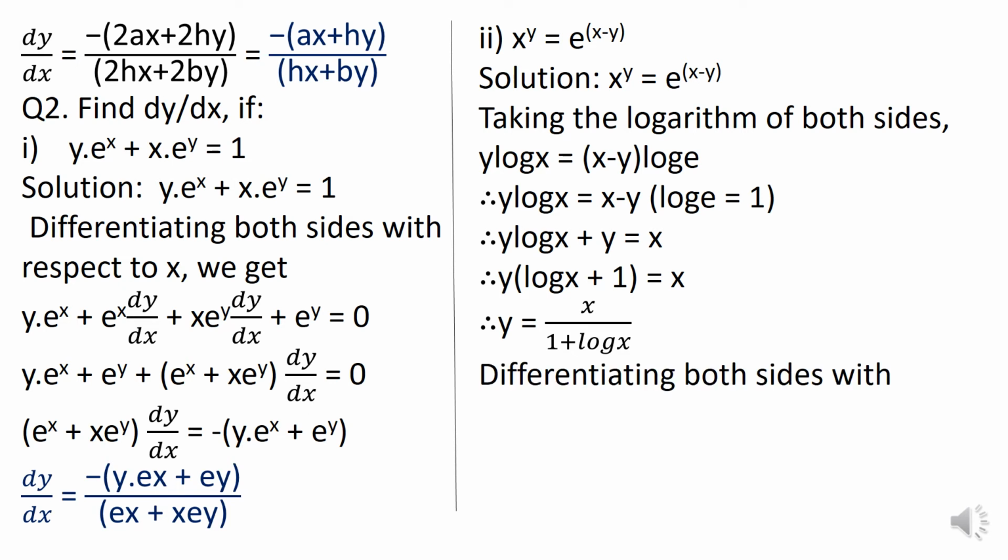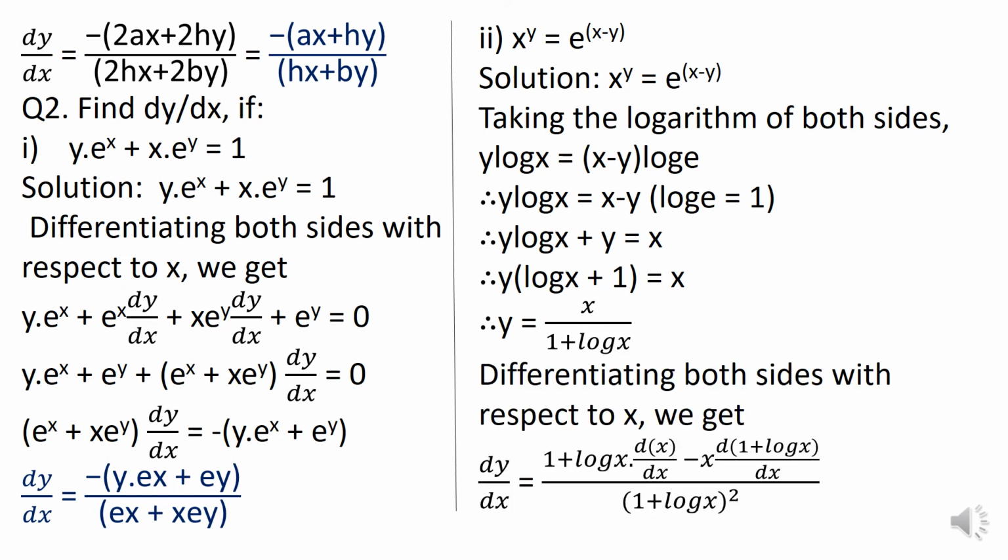Now differentiate both the sides with respect to x. Thus we get dy by dx is equal to, on the RHS, you use the quotient rule, that is the u upon v rule. So it becomes 1 plus log x, that is the denominator, into the differentiation of numerator, minus numerator into the differentiation of denominator, upon the denominator, the whole square. Just see if I have done the same thing over here.